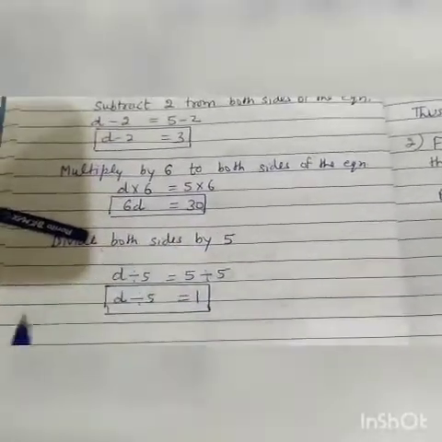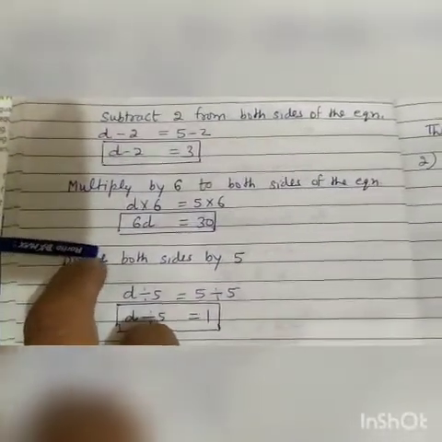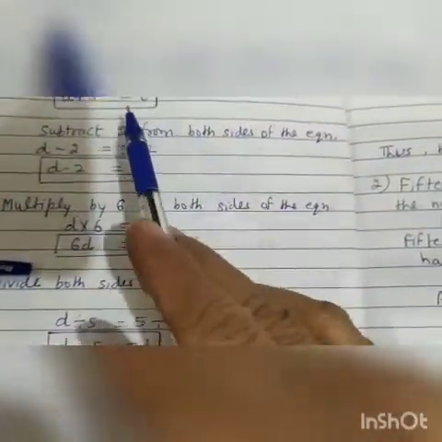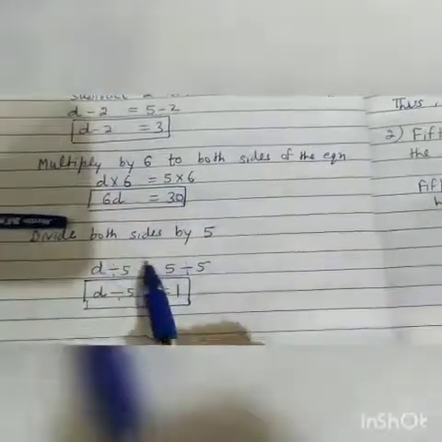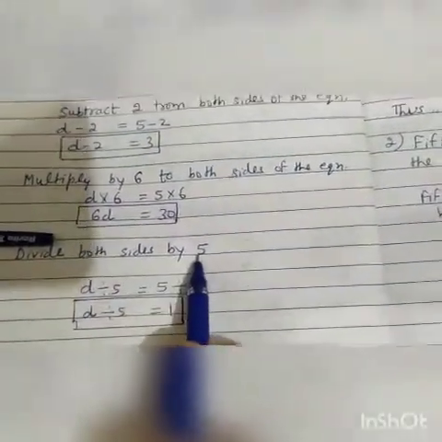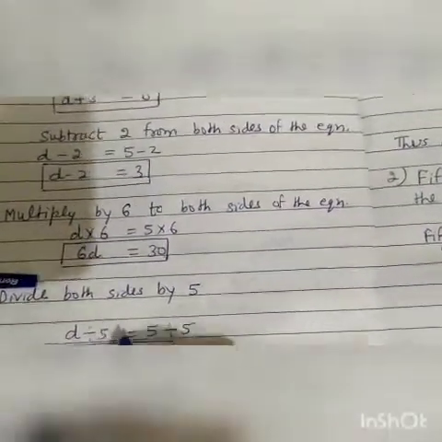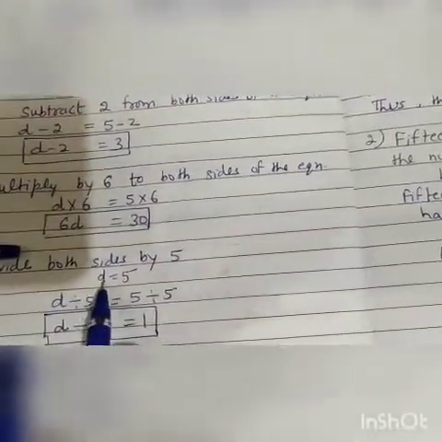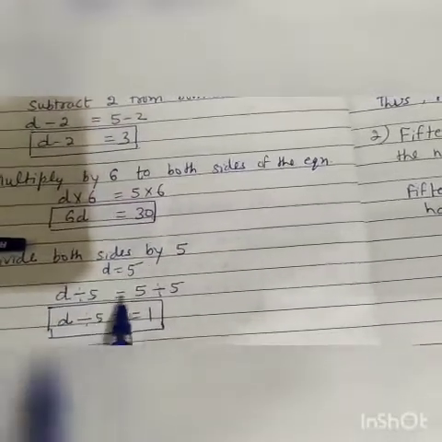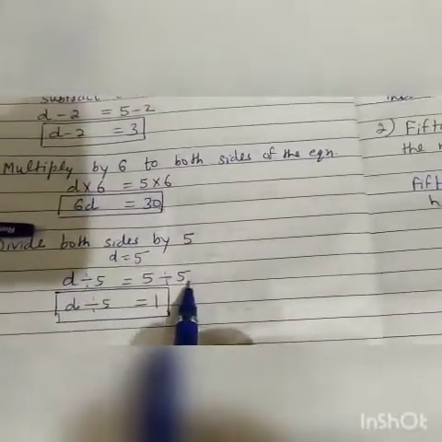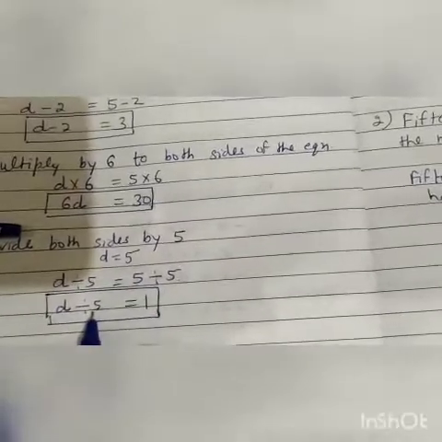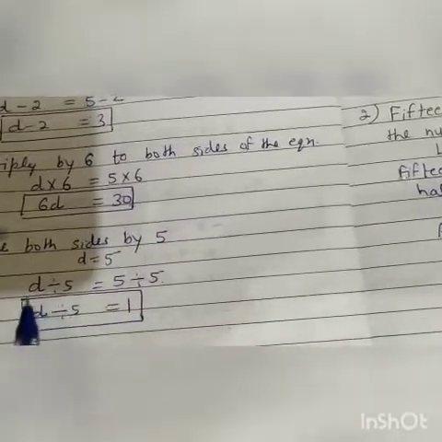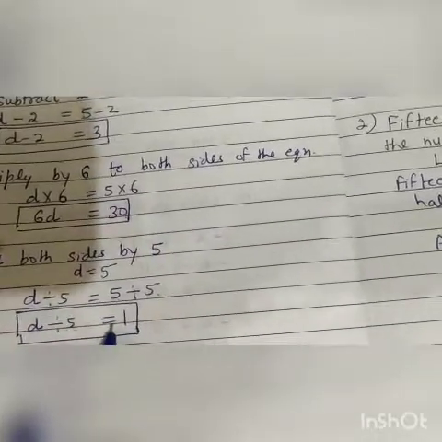Now next time I am dividing. We have to form 4 equations. So I am using all 4 signs: adding, subtracting, multiplying or dividing. Divide both sides by 5. Again, what was the solution? D is equal 5. If we divide D by 5, we will write D divided by 5 equal 5 divided by 5. So D divided by 5 will be written as it is, equal, when we divide 5 by 5, we get 1. So what is the equation? D divided by 5 is equal 1.